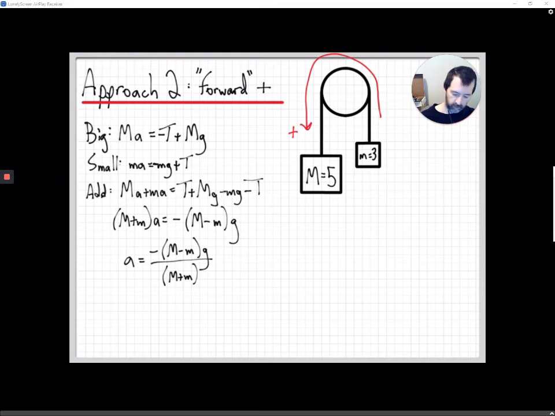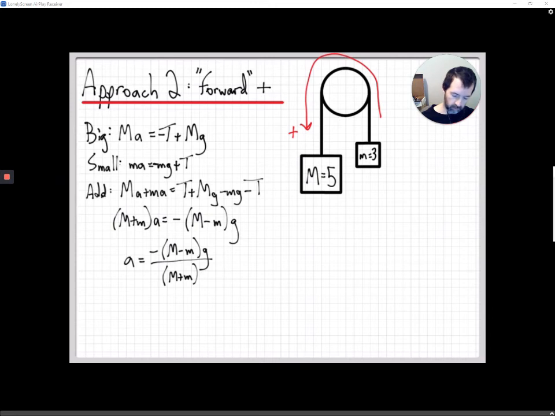Okay, that's correct now. On the left-hand side, I factor out the a. I don't need to do that sign change on the accelerations this time, because both of their accelerations are in the forward direction anyway, so I can just use the same symbol a for both of them. The tensions cancel out. And that leaves me with big mg minus little mg.